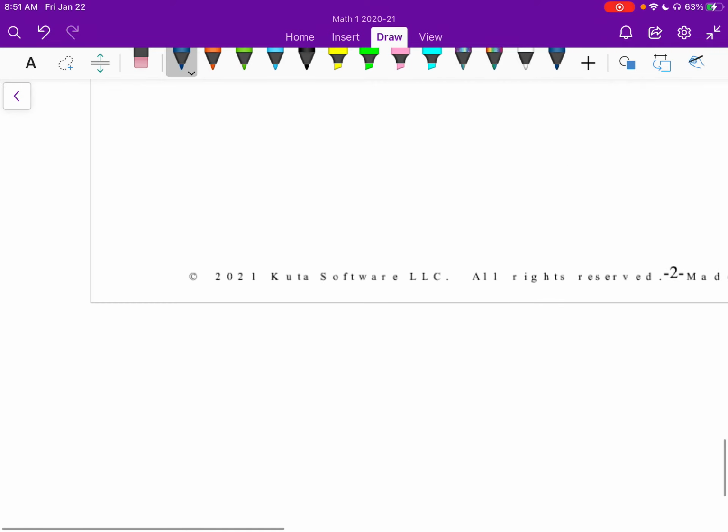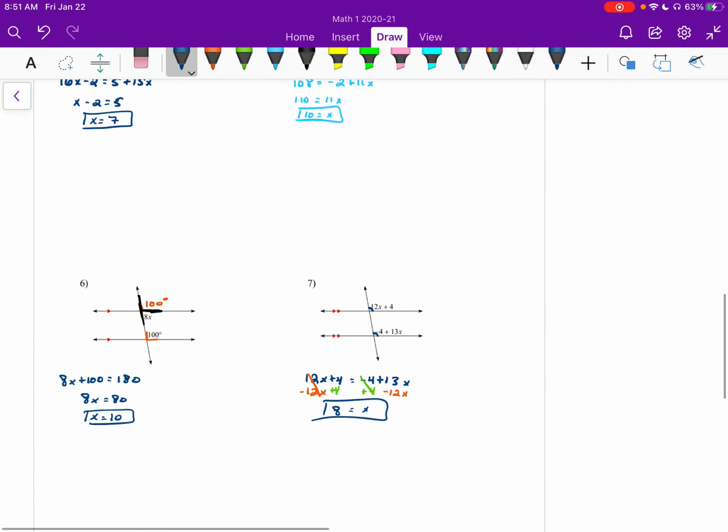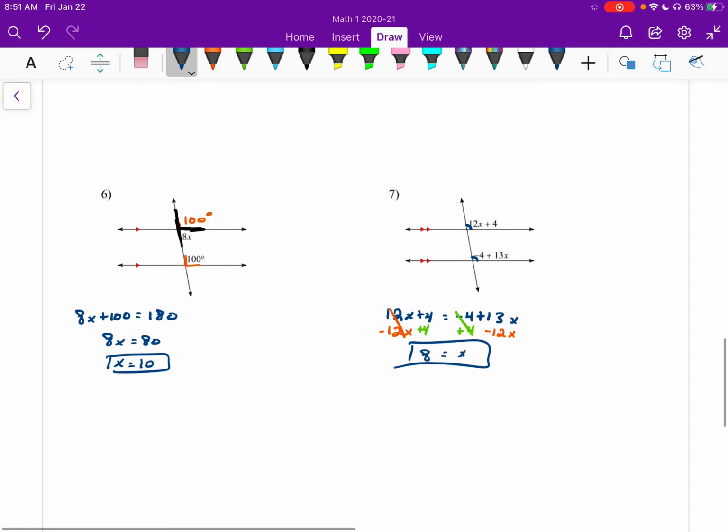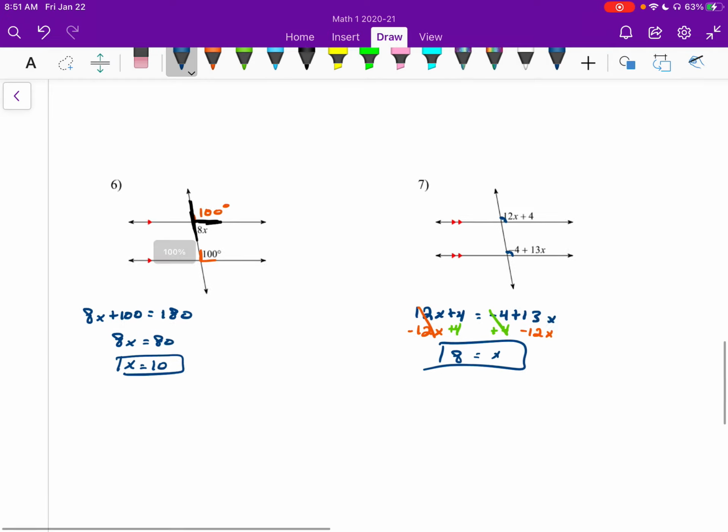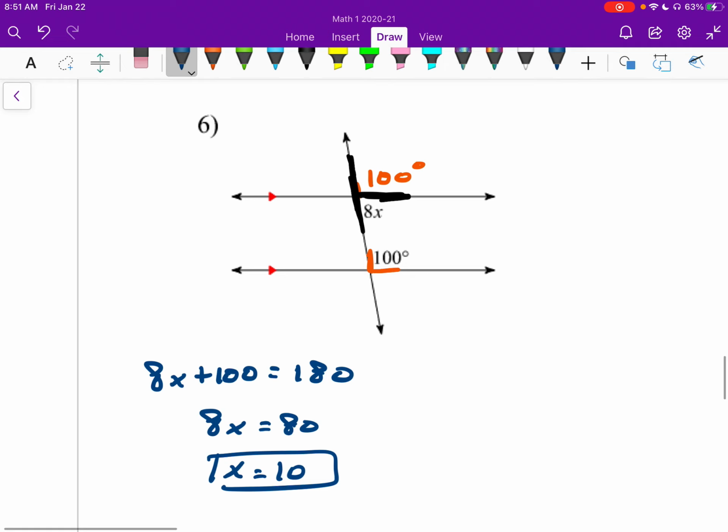All right, moving on to number, oh, actually that's it. All right, cool. So that's how we do these. I think some of the more difficult ones will be like number 6, wherever you have to add them up and set them equal to 180. There will be some like that on the homework.